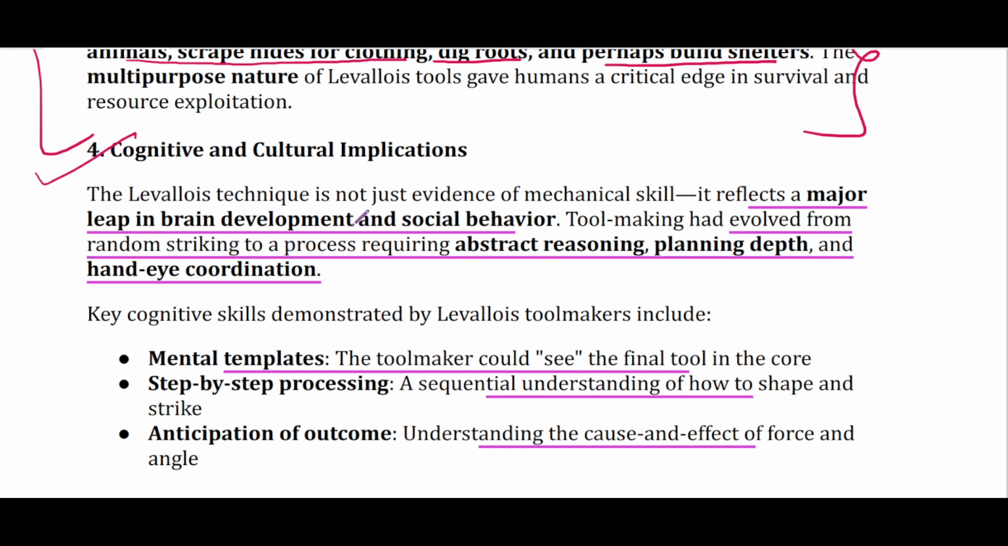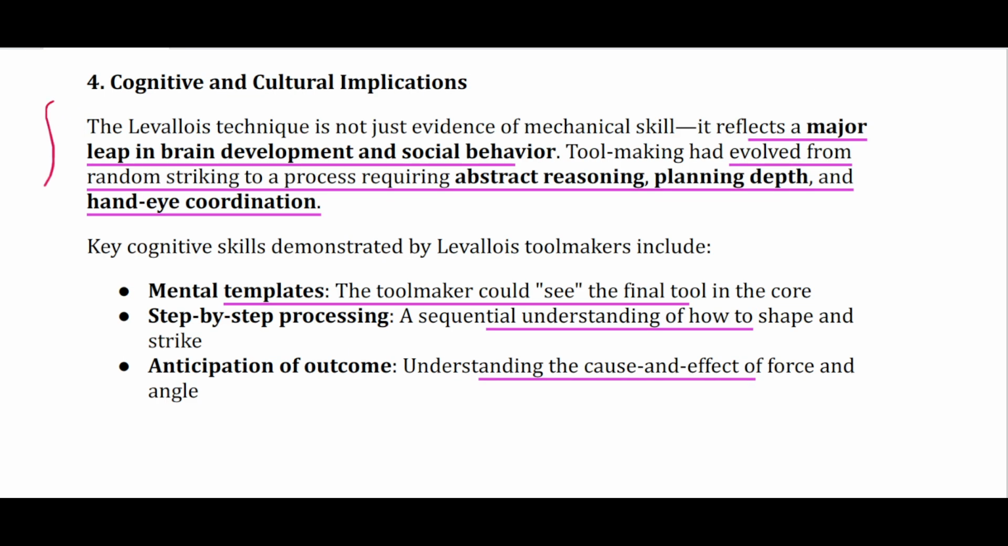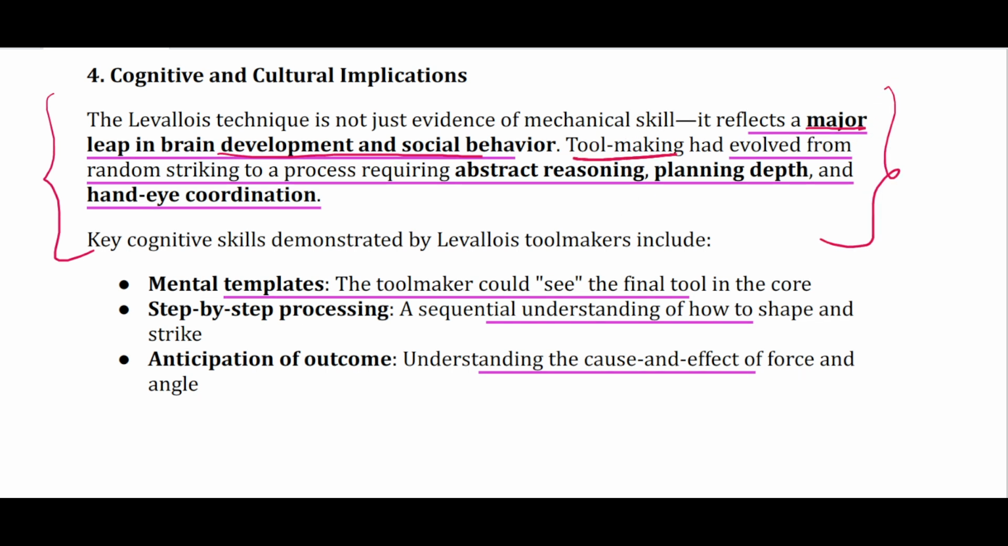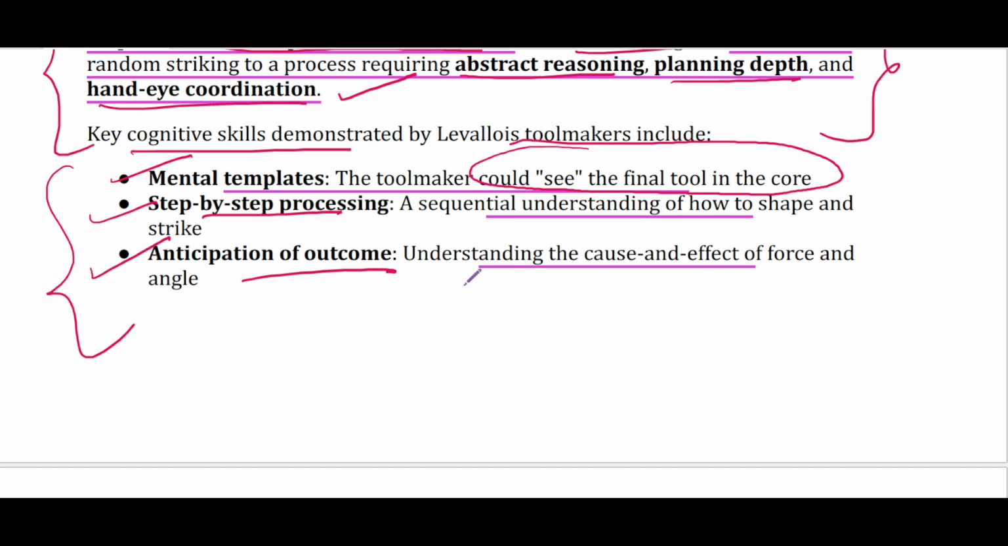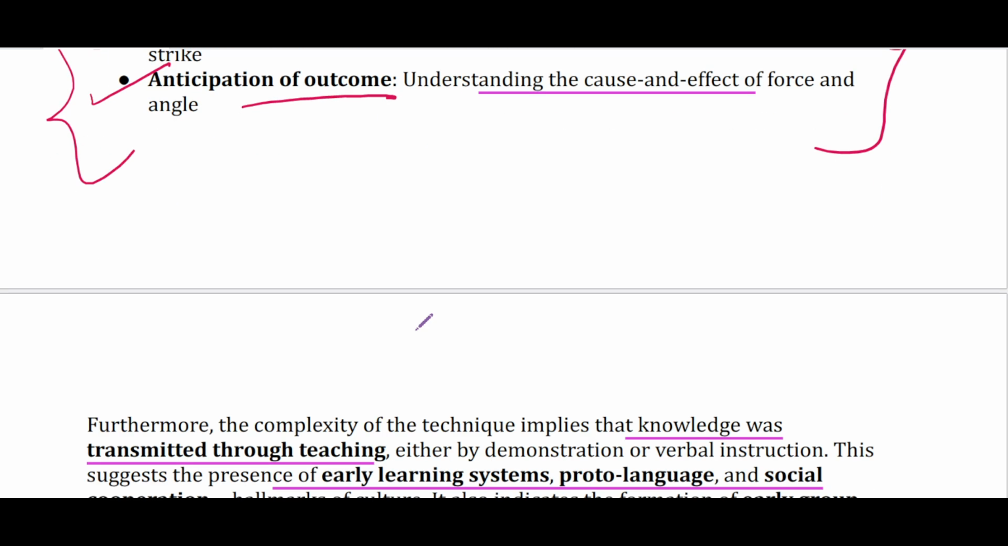Now, the cognitive and cultural implications. So, the Levallois technique suggests a major leap in brain development and social behavior, because this toolmaking, this toolkit, involved abstract reasoning, planning depth, and hand-eye coordination. So, the cognitive skills demonstrated by the Levallois technique include a mental template, because the toolmaker could visualize the final shape, then the step-by-step procedure, and then the anticipation of outcome. ये सब अभी बता ही दिया आपको.